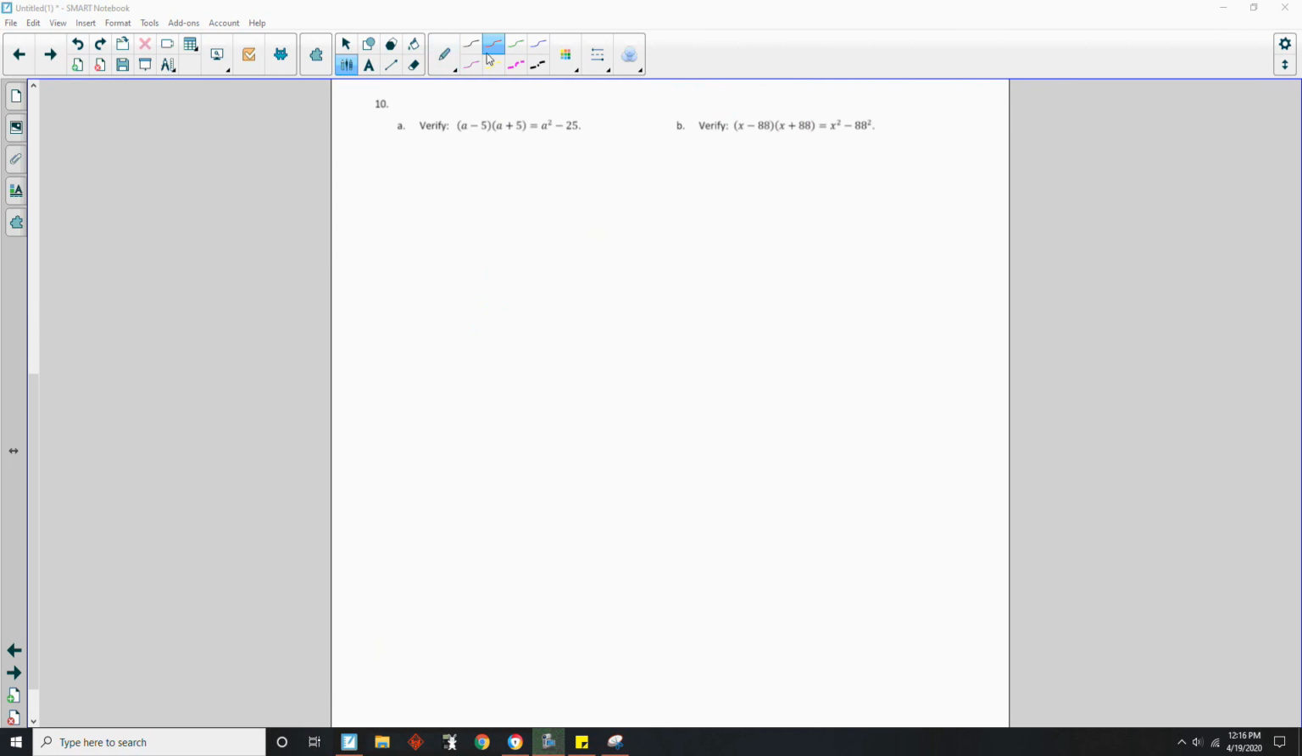Okay, number 10 says to verify that a minus 5 times a plus 5 equals a squared minus 25. So I'm going to FOIL. A times a is a squared. Outer, a times 5 is plus 5a. Inner is negative 5 times a, which is minus 5a. And negative times a positive is negative. It is negative, and 5 times 5 is 25. And that has to equal a squared minus 25.